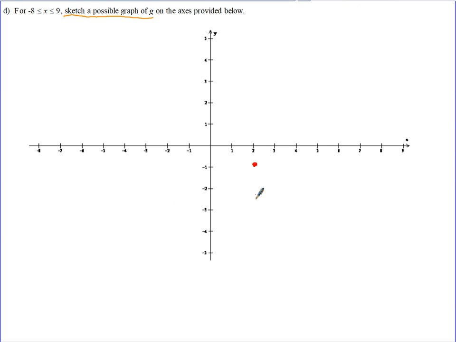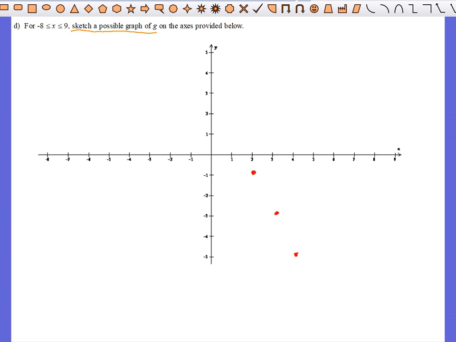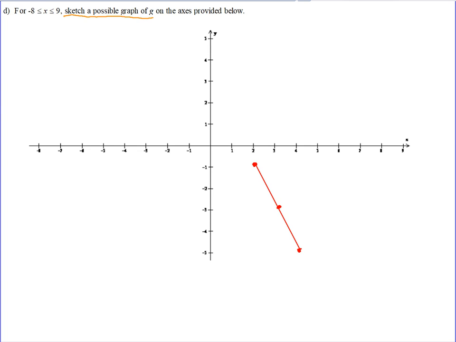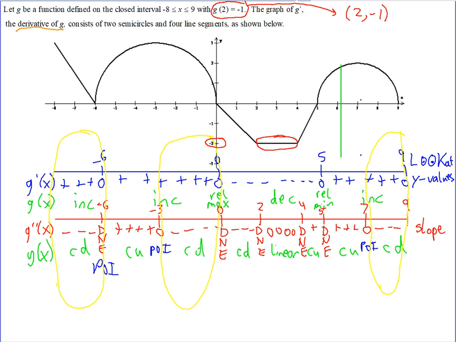We know it's linear, so it goes down 2, right 1, and down 2, right 1. And then you can line up your ruler there. So we got that section graphed, a linear section with a slope of -2 exactly. Okay, then let's go back to our number line and see what happens after 4. Then next time something changes is 5, so this little interval from 4 to 5, it's still decreasing, but now it switches to concave up.